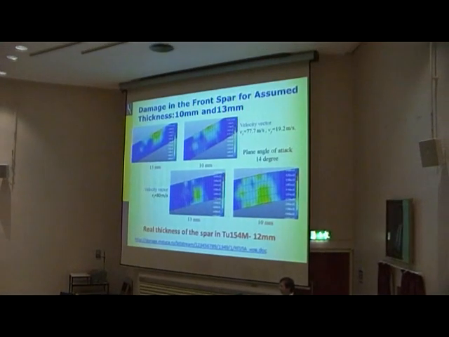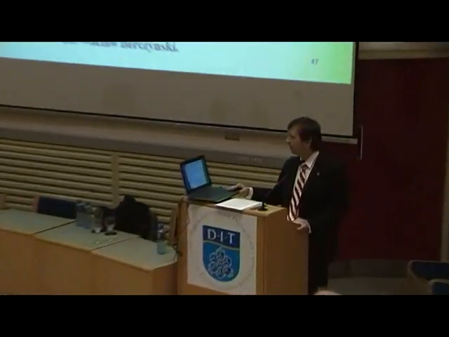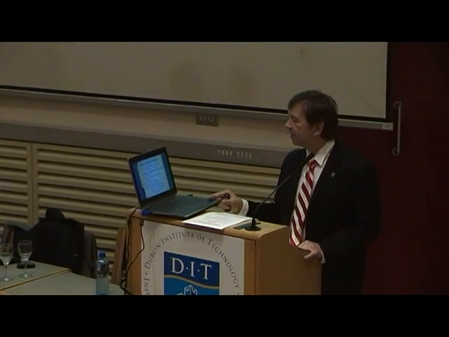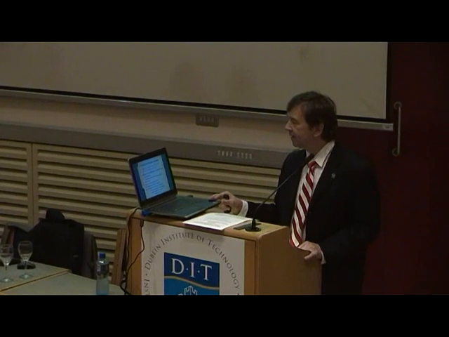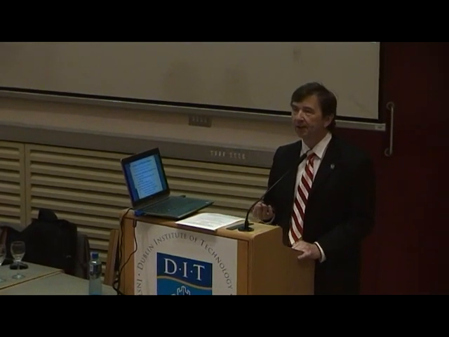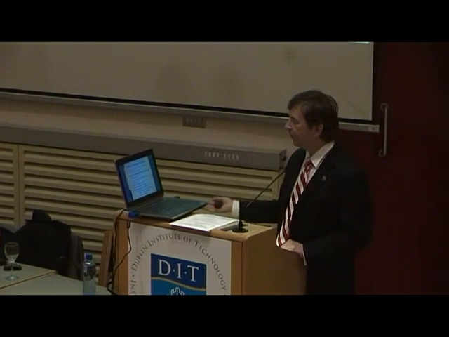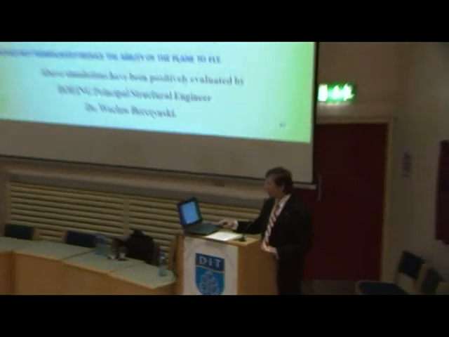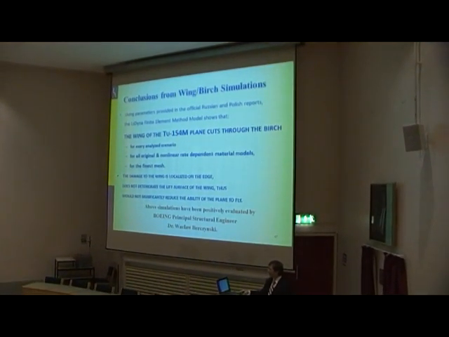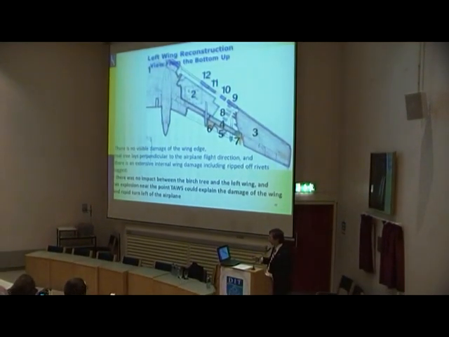I did calculations for different thicknesses of spars, different thicknesses of ribs and skin of the airplane. And in every scenario I calculated, I had the same result: if the airplane really hit this tree, the tree would be cut in half and should fall down in the direction of the flight of the airplane. But in fact, it is not the case.